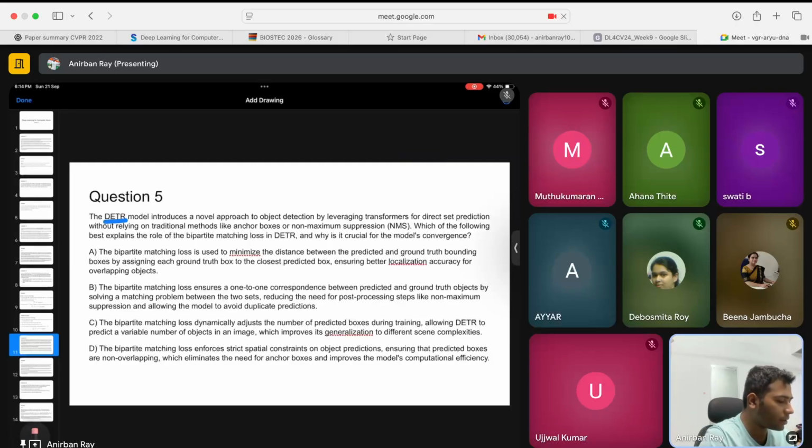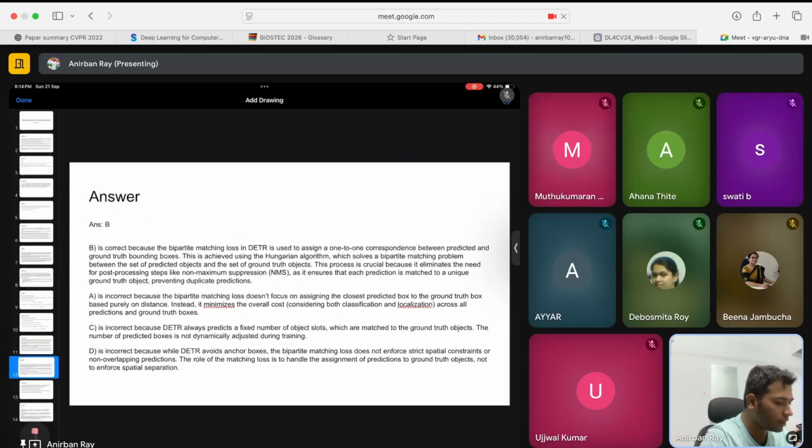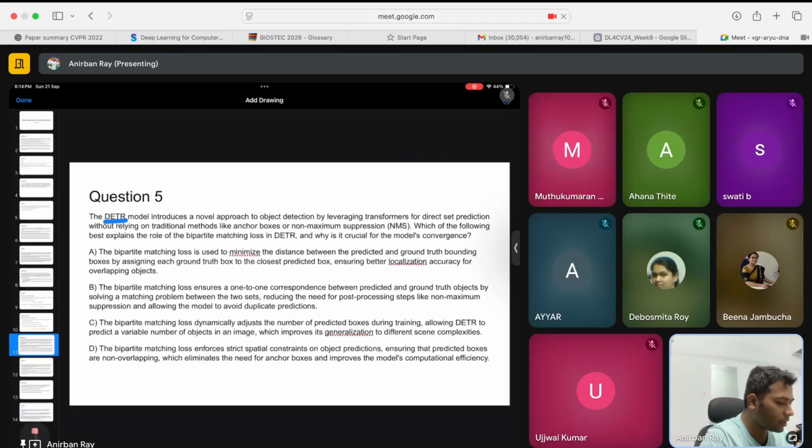So they say B is the correct answer. The bipartite matching loss ensures one-to-one correspondence between the predicted and the ground truth objects. So one-to-one correspondence is what they explain. It is like a cross entropy loss type, or KL divergence loss.